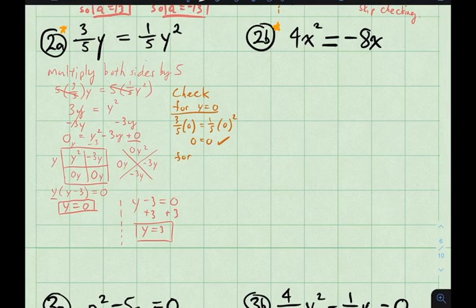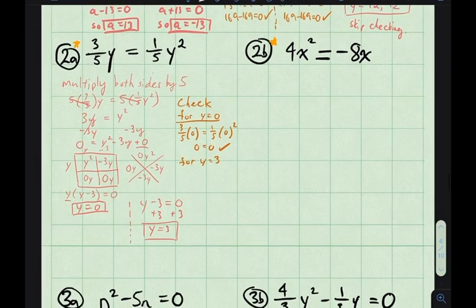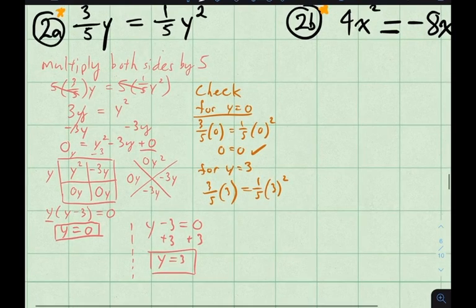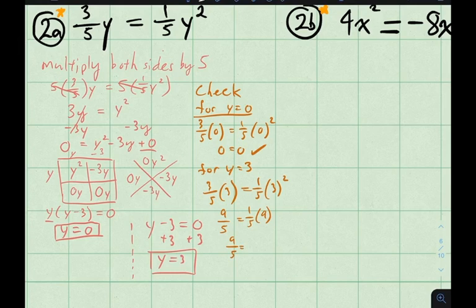For the second one, for y equals 3, let's see what happens here. 3/5 times 3. Let's see if that equals 1/5 times 3 squared. Three times 3 on the top is 9/5 equals 1/5 times 3 squared is 9. Yep, 9/5 equals 9/5. So we know it worked.